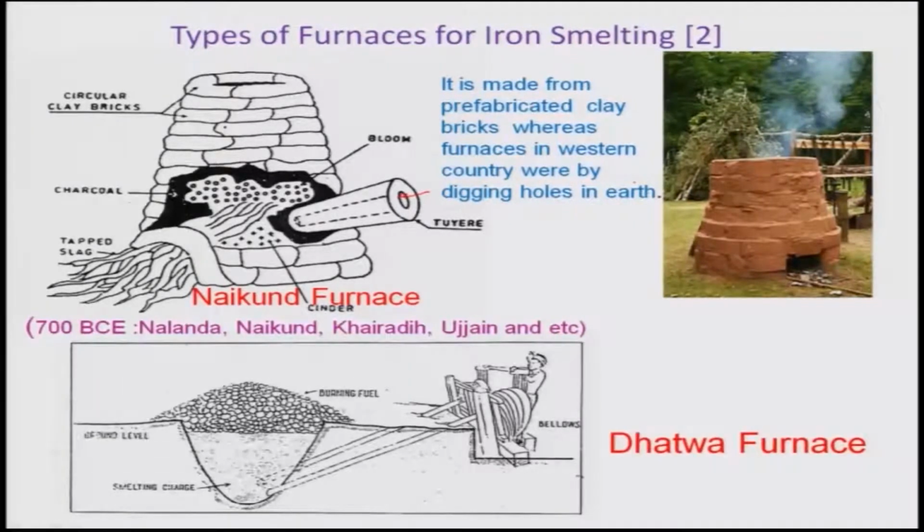So, there is another, the Dhatwa furnace. If you look here, the smelting charges are there, again made in the ground, and then these are the burning coals, and you have a bellows here that gives the air, which comes through that, and the bellows can be pressed so that air is sucked in and goes through. These are air passages. This is another kind of furnace which was there in ancient India.